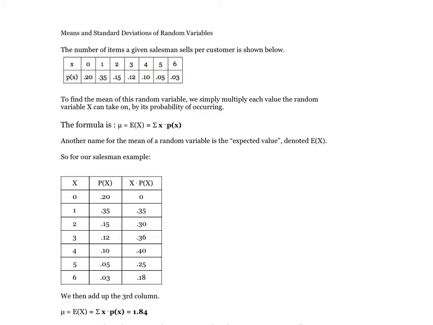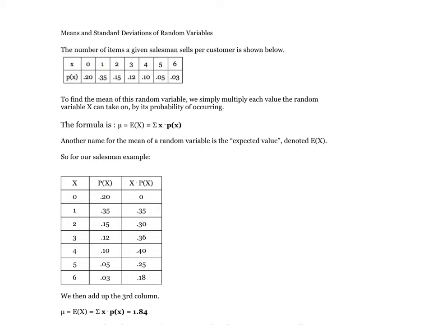Hello, AP Stat students. Today we're talking about means and standard deviations of random variables. We're going to revisit the example from our introduction notes, where the number of items a given salesman sells per customer is shown below in the table. So this is a discrete random variable, and we'll be finding means and standard deviations of discrete random variables.